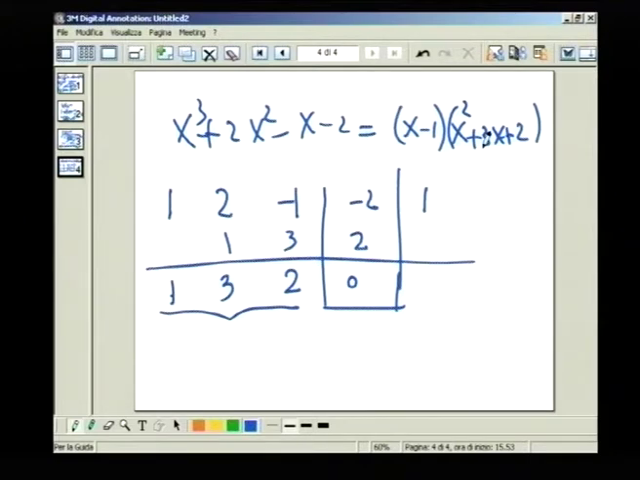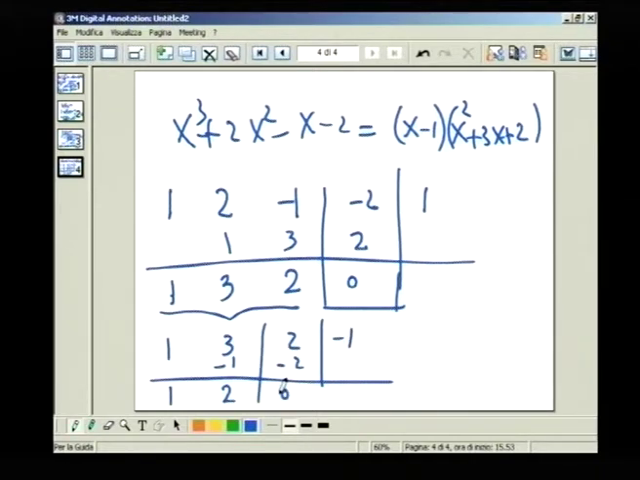If you are aware that you may have another root, for example, suppose minus 1 is a root, so you have here again 1, 3, 2, and you put minus 1. And then you repeat the same thing. 1 comes here as it is. 1 times minus 1 is equal to minus 1. You add them up, you get 2. 2 times minus 1, it's minus 2. You put it here. And then you add up to 0. So it's true that now minus 1 is another root.